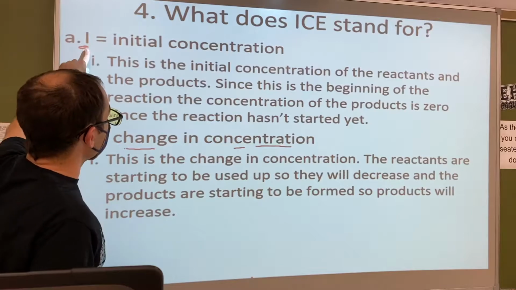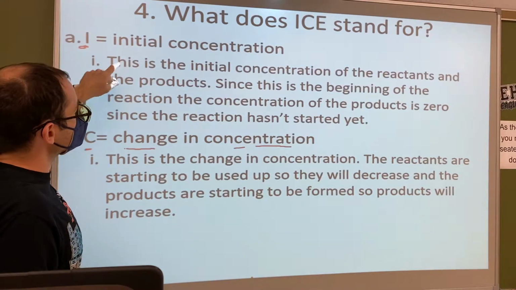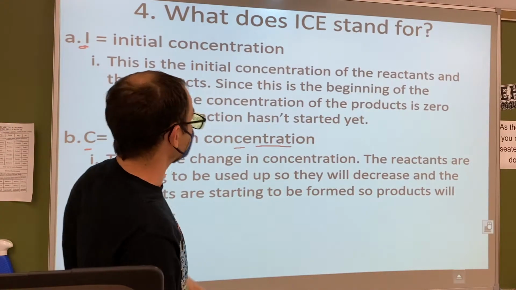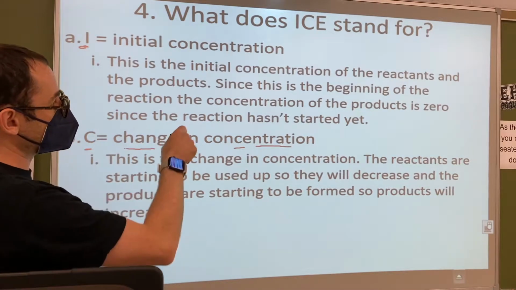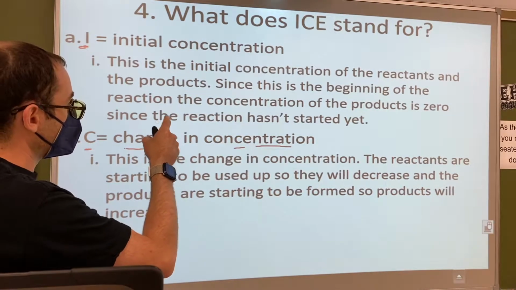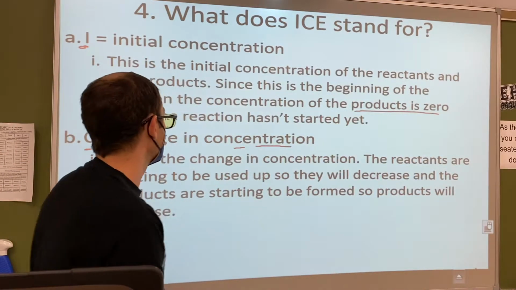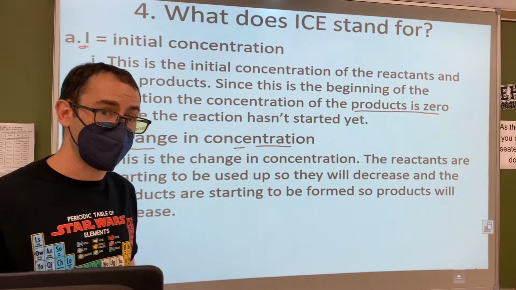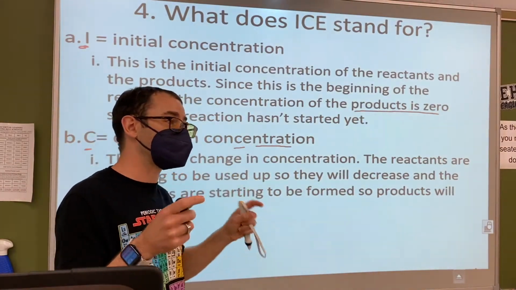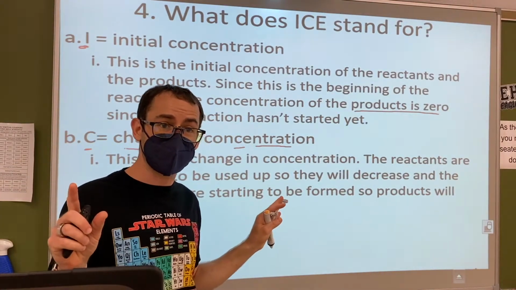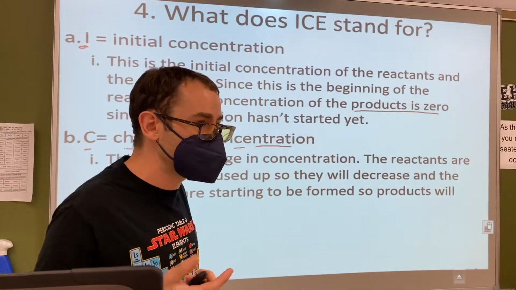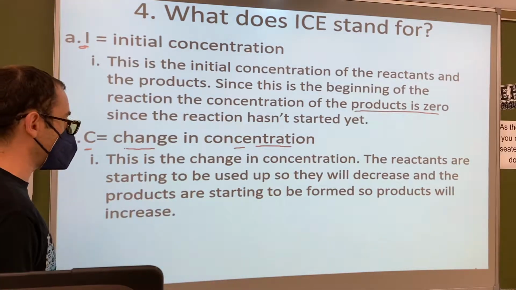So the initial concentration is the initial concentration of the reactants and the products. Since this is the beginning of the reaction, the concentration of the products is 0 because the reaction hasn't started yet. So this is just how much reactants you're starting with. That's it for the initial. This is usually given to you in a problem, but we could solve for it as well.